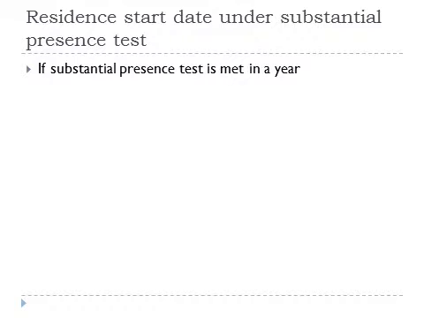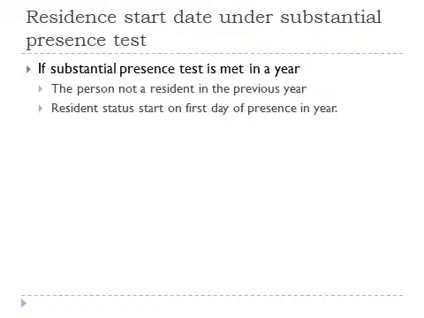If an alien meets the substantial presence test and is treated as a resident alien, the question is, when does resident status begin? If resident status is based on the substantial presence test with respect to any taxable year, and the person was not a resident in the previous year, then resident status starts on the first day the person is physically present in the United States during such calendar year.